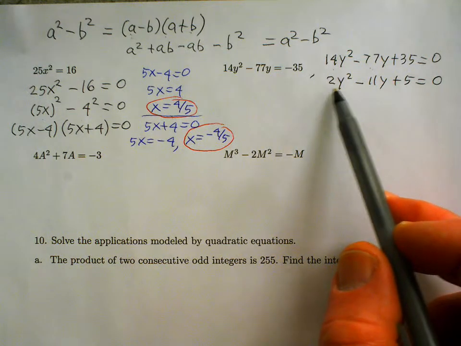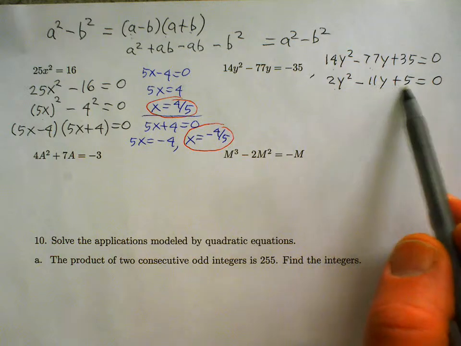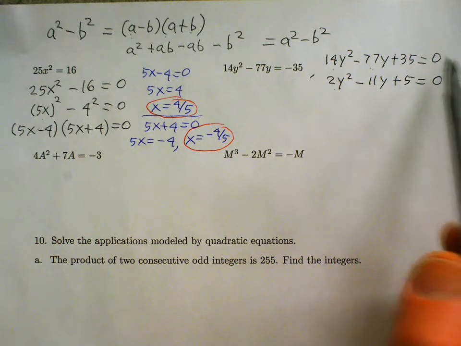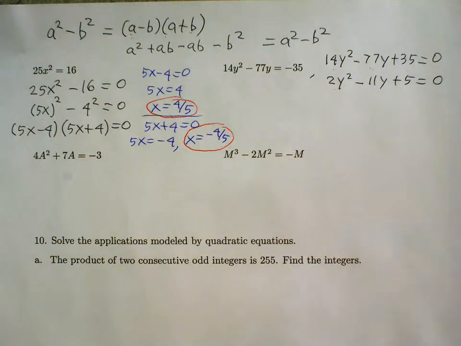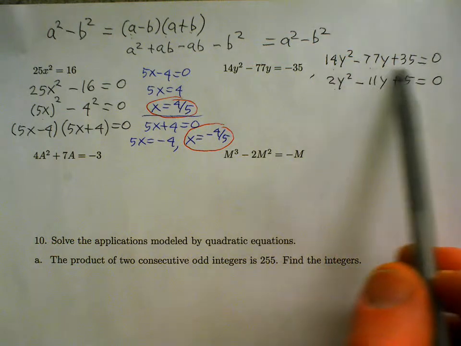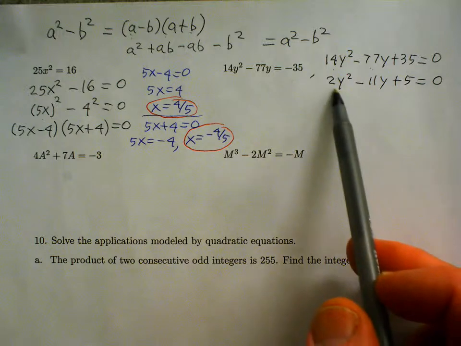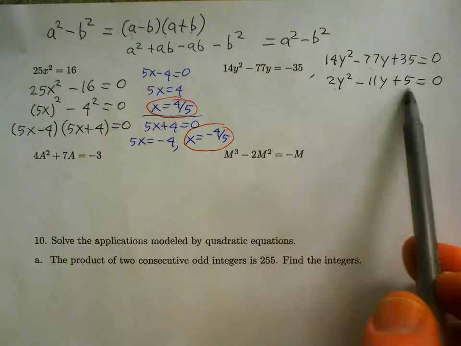So in my opinion, it looks easier to solve 2y squared minus 11y plus 5 equals 0 than the other one. But the solutions to the two equations are exactly the same. All we did was we divided both sides by a non-zero number. Okay, so factor the left-hand side.